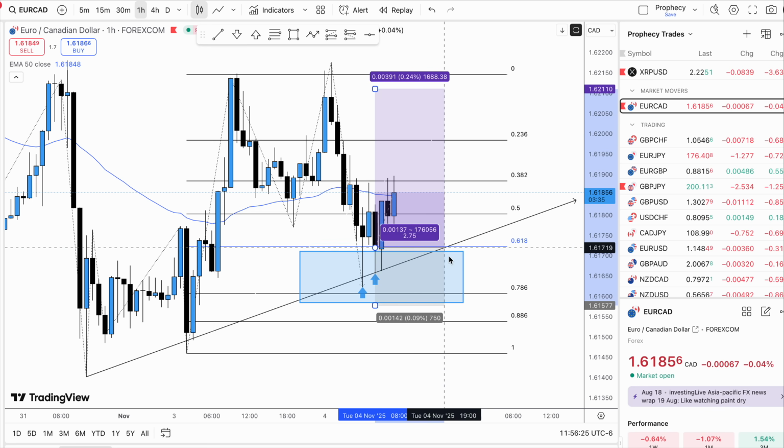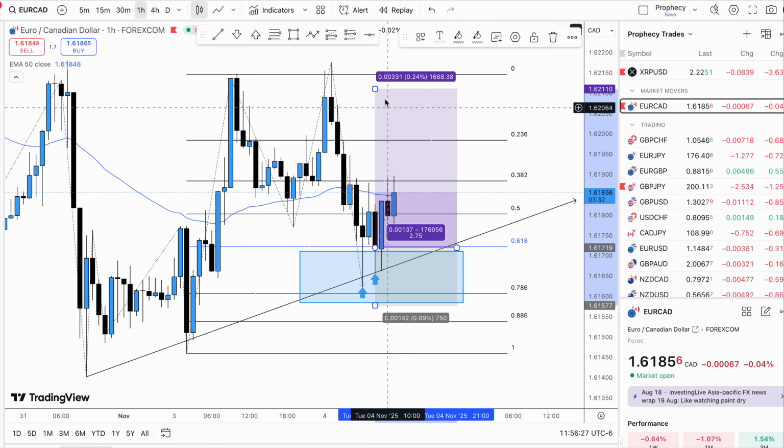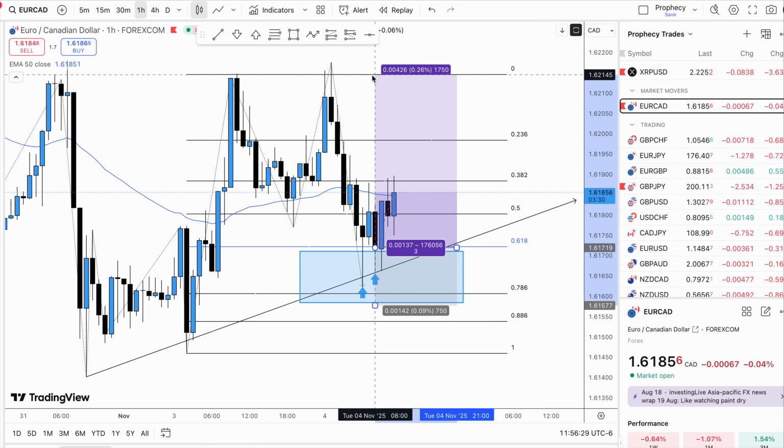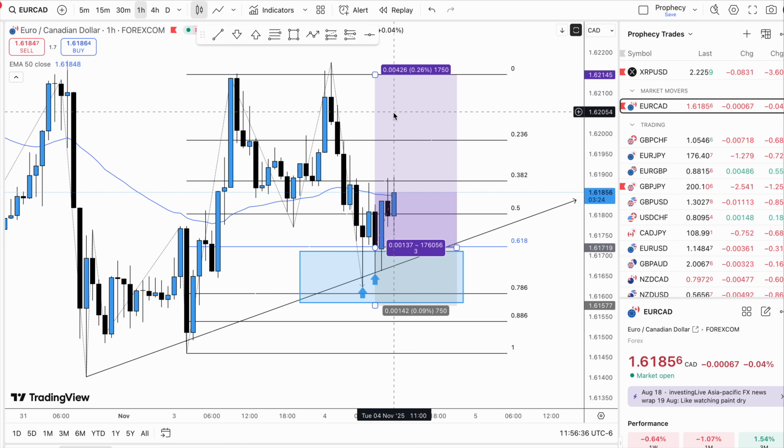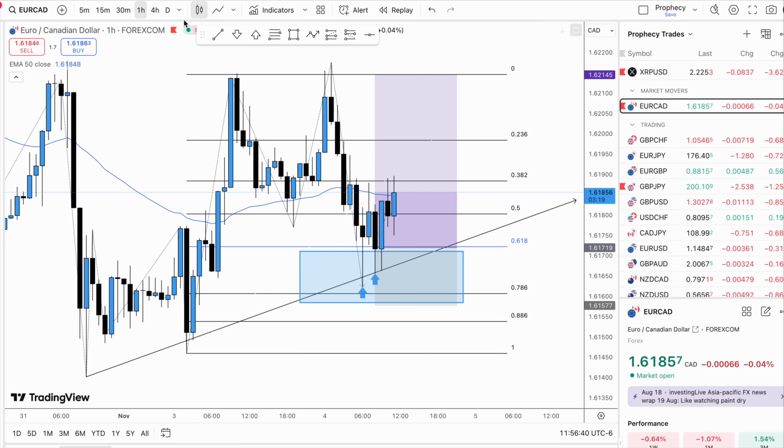So then we're going to drag this out for more clarity, and we're going to target this previous high, and I'm going to show you exactly why we are targeting this and not the minus 27 and the minus 61.8. And you can see the risk reward is a 1 to 3. So this is still a very healthy risk reward ratio.